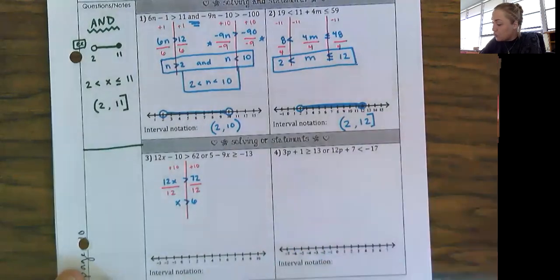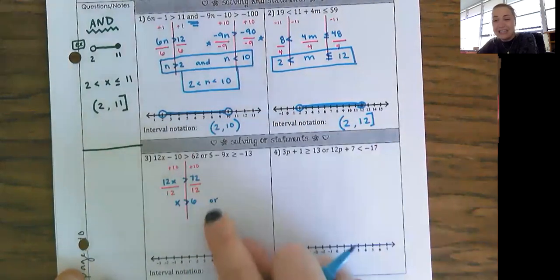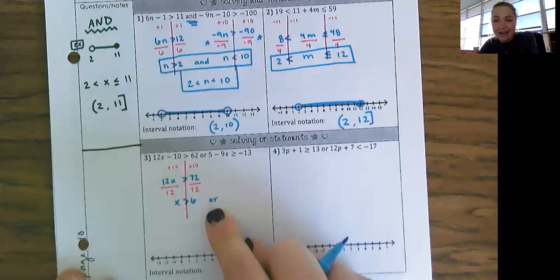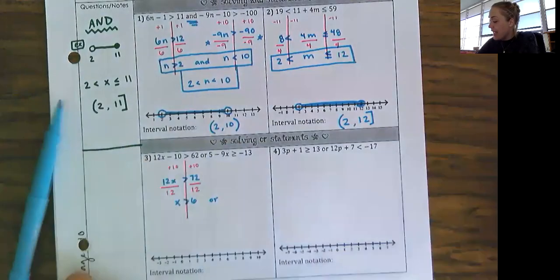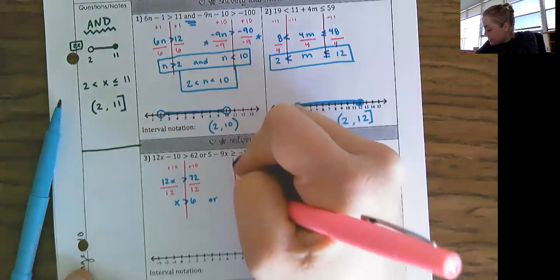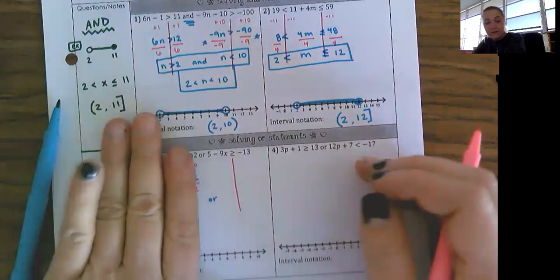Now I'm going to write the word or here because I don't want to make the mistake where I forget the word and then I get the whole problem wrong. Okay, over here, I'm going to separate this onto 2 and I'm ignoring the first inequality now.